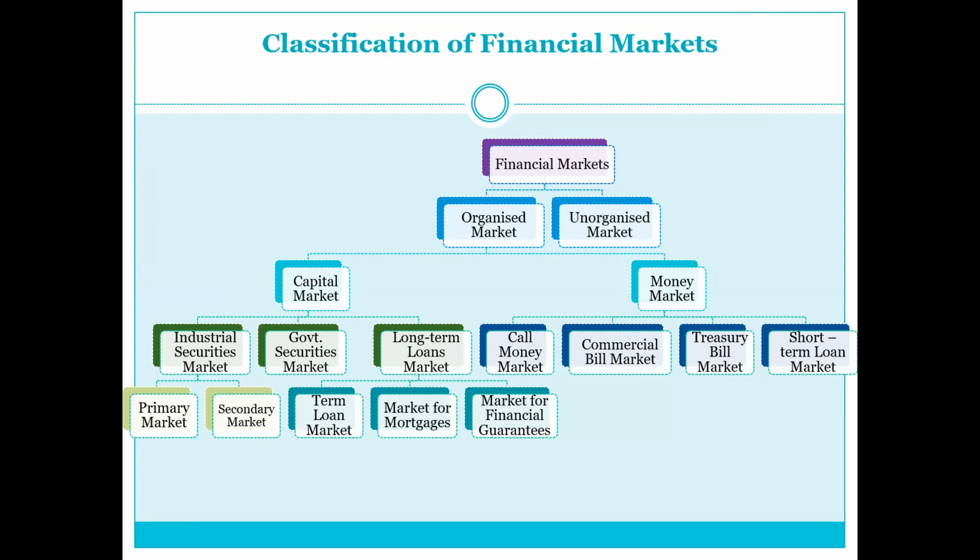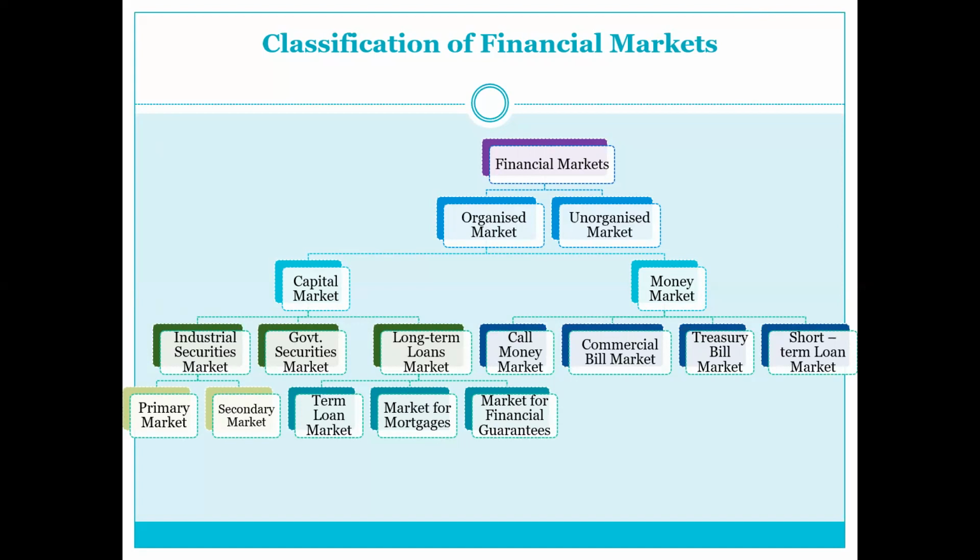The financial markets are classified into organized market and unorganized market. The unorganized market is free from regulations. It is not controlled by any regulatory authority. It is not under the guidance or supervision of the RBI or the SEBI. And the main players of the unorganized market are the indigenous bankers, money lenders, chit funds, etc.